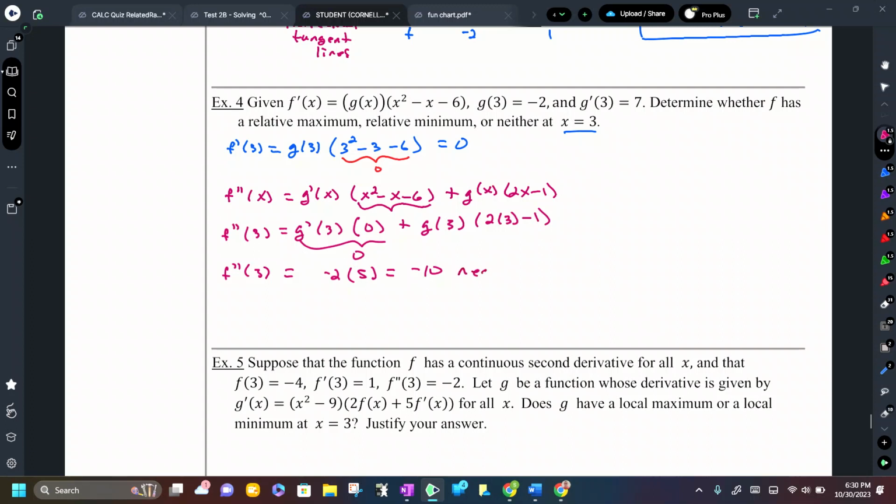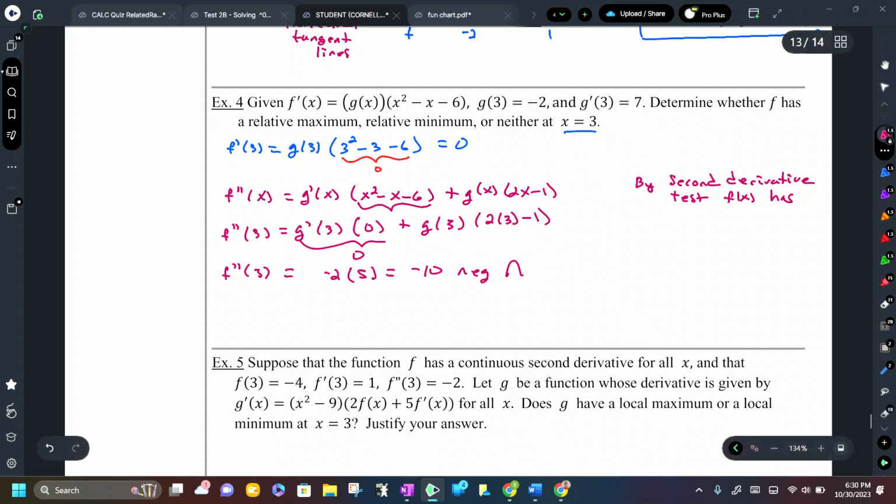So we have a negative value. That means we're concave down on that interval. And if we're concave down and have a horizontal tangent line at that point, that means we have a relative max. So by the second derivative test, f of x has a relative max at x equals 3.